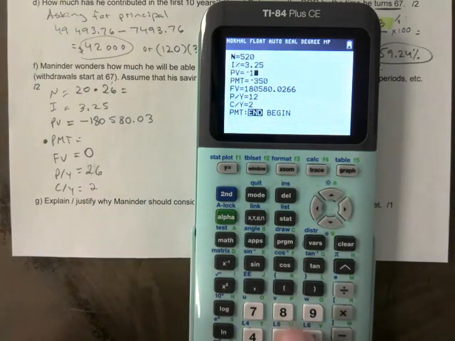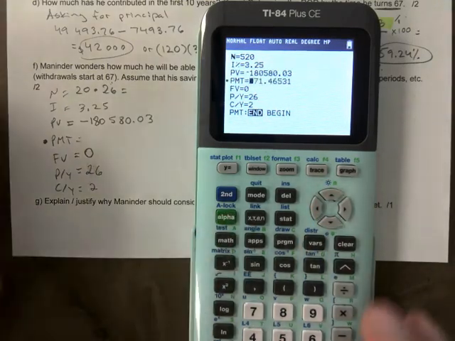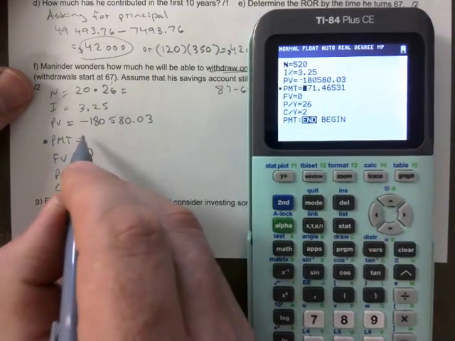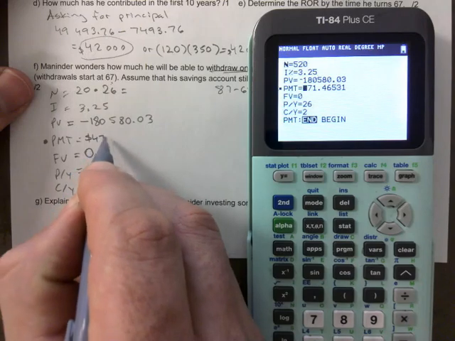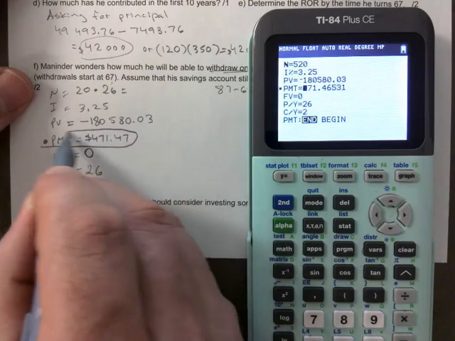So I'm still going to make sure there's 520, 3.25 stays. Present value is now 185,800.03. Future value 0, this is 26, and this is 2. So there we go. Payment, alpha, solve, 471.47 bi-weekly. Okay.